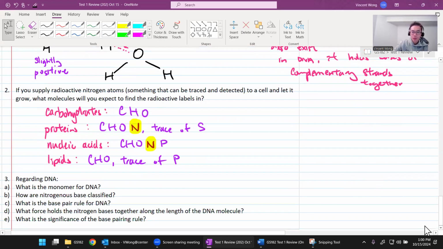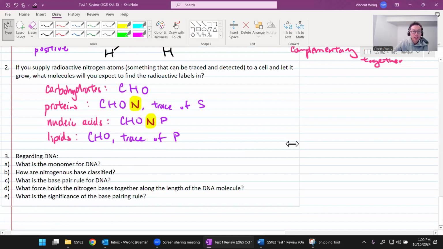Hey, next. Regarding DNA, what is the monomer for DNA? There are a couple of things going on here, so I'm just going to answer all of them. First of all, DNA is made up of nucleotides. This is the monomer.